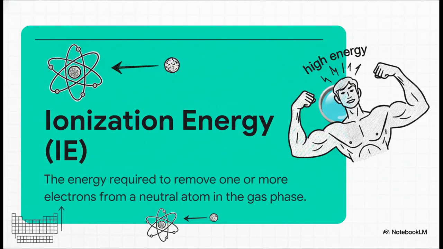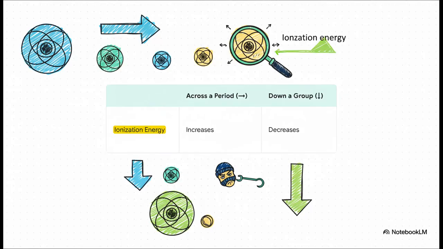You can basically think of this as a measure of an atom's grip strength. How much energy does it take to physically rip an electron away from it? If an atom holds on to its electrons really, really tightly, we say it has a high ionization energy. And hey, are you noticing a pattern here? This trend is the complete opposite of atomic size.